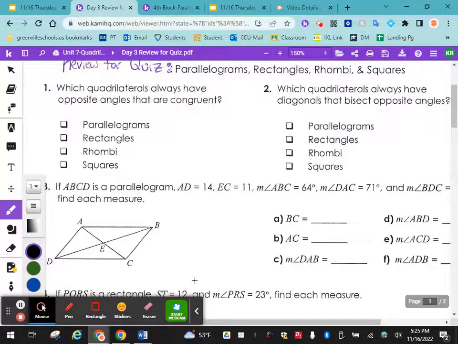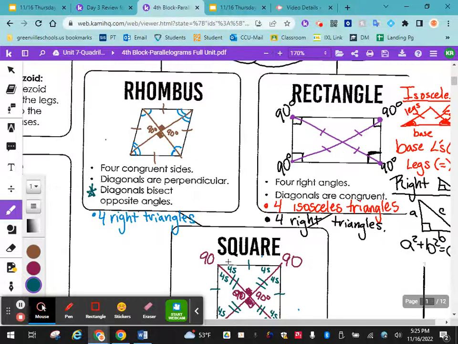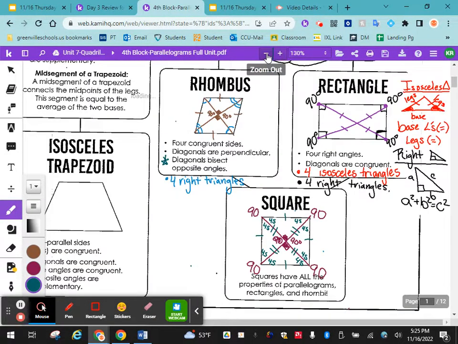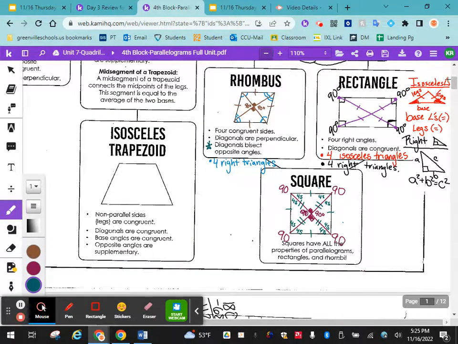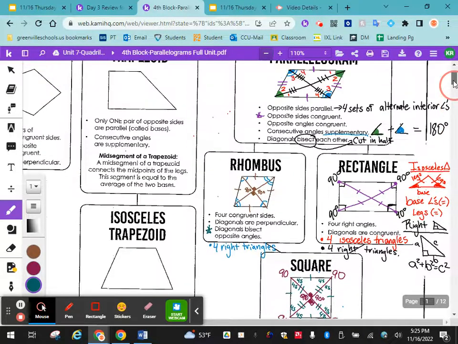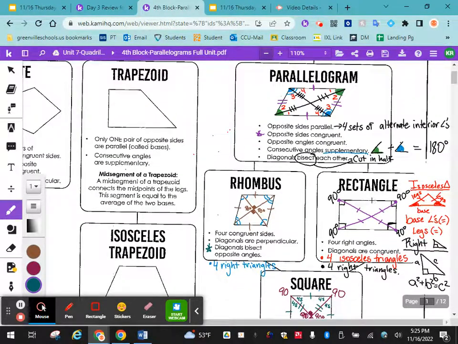Hello guys, today we're going to review for your quiz on parallelograms. All of these are parallelograms. So which quadrilateral always has opposite angles that are congruent? Guys, use this sheet that we worked on. There's a reason we worked on it. Our quiz is on all four of these: parallelograms, rhombuses, rectangles, and squares.